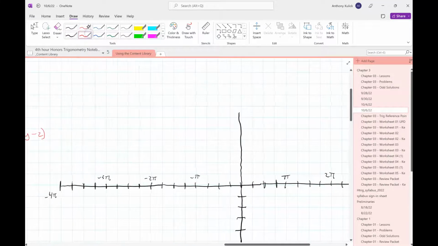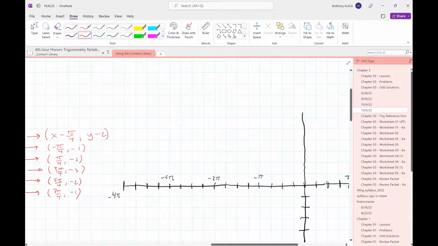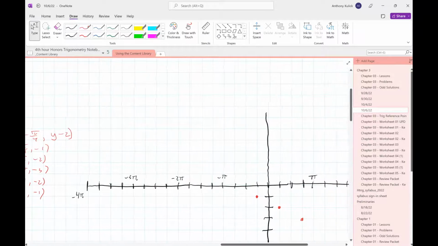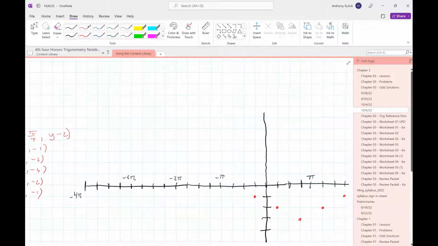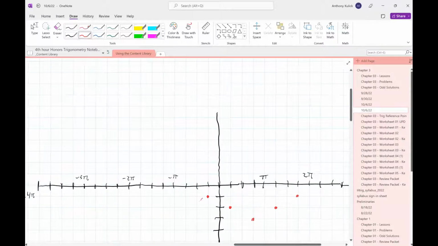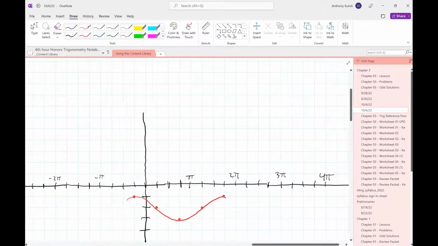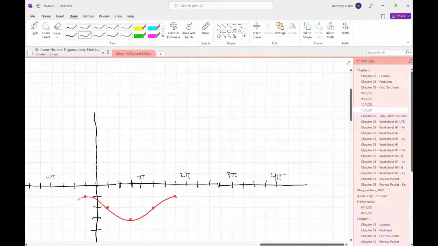All right. And now let's start plotting. So negative pi over 4, negative 1. Positive pi over 4, negative 2. 3 pi over 4, negative 3. 5 pi over 4, negative 2. And then 7 pi over 4, negative 1. So like that's that part. And then I'm just going to continue my pattern in both directions. So midline point, minimum, midline, maximum, midline.